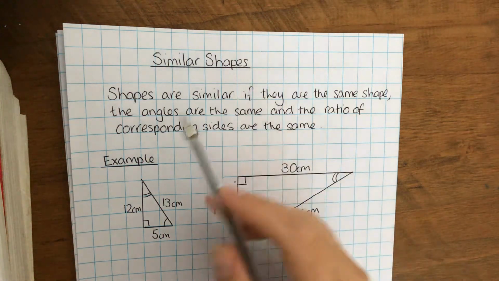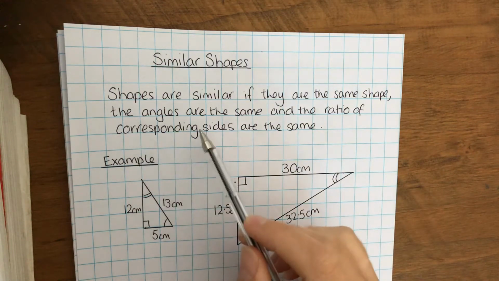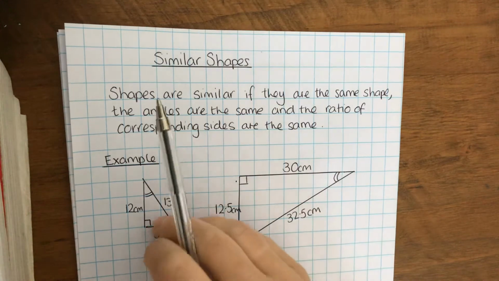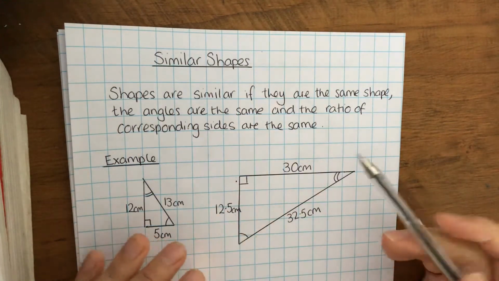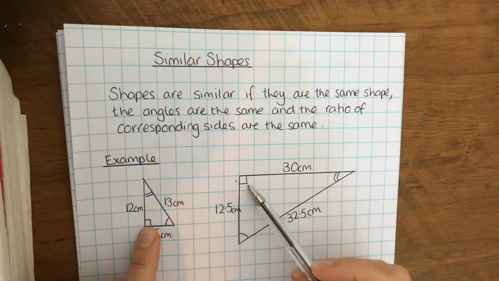Okay, similar shapes. Shapes are similar if they are the same shape, the angles are the same, and the ratios of corresponding sides are the same. So basically they look the same, perhaps they're turned around or flipped over. The angles in that shape are equal. So here I've got two right angles.